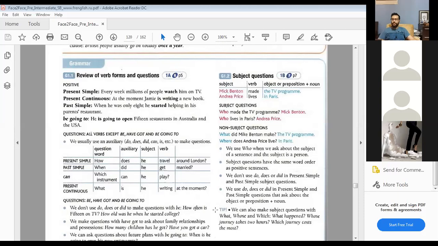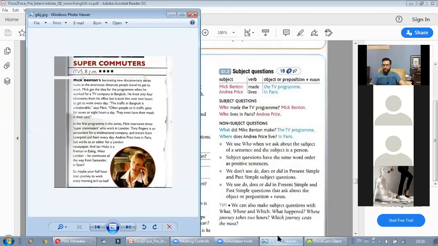We can also make subject questions with what, whose, and which. What happened? Whose journey takes 2 hours? Which journey costs the most? All right, so these are questions we can use about the supercommuter story. Let's use these questions to talk about the supercommuter story. So here, let's use them, okay?